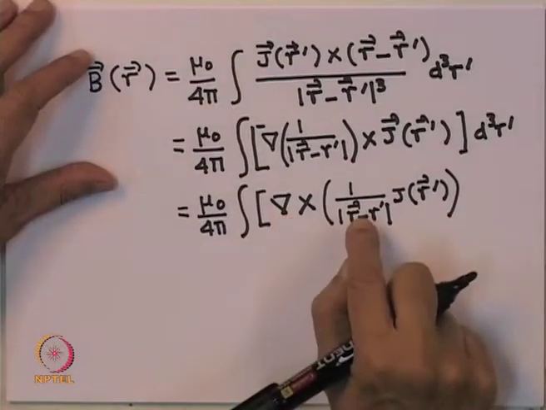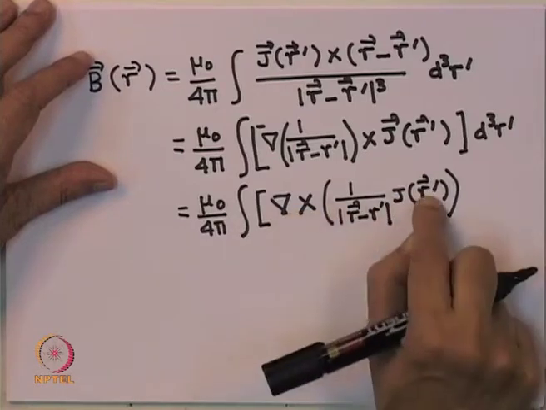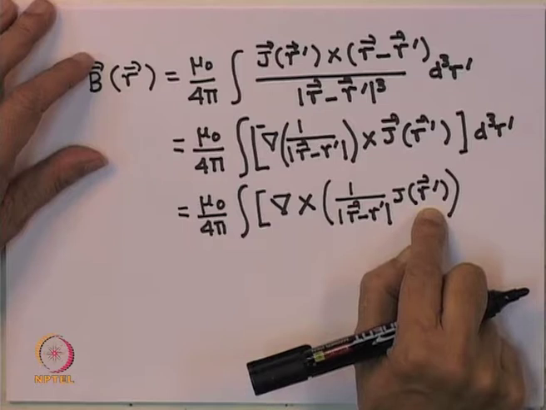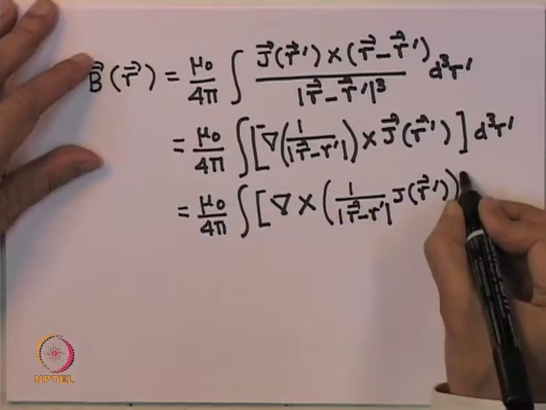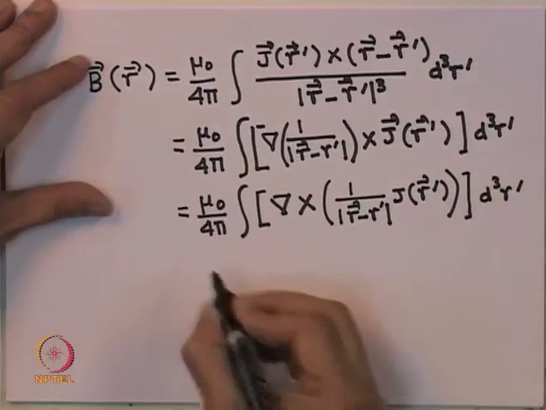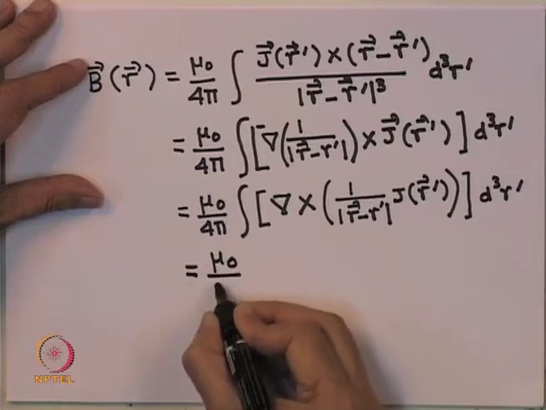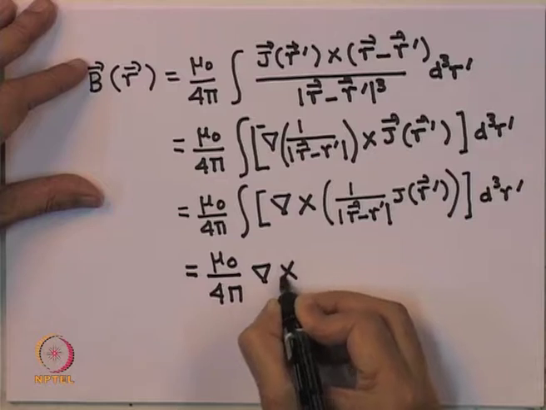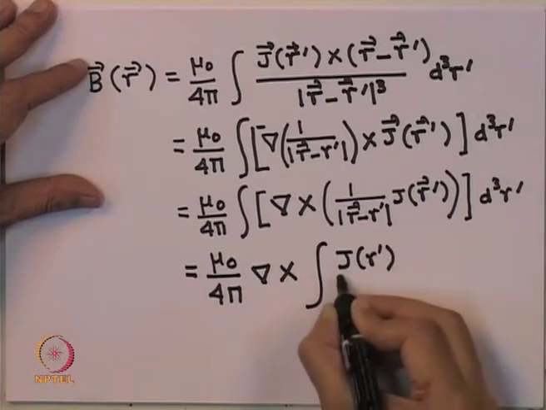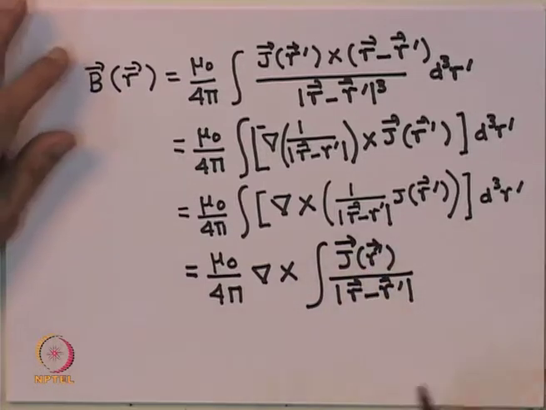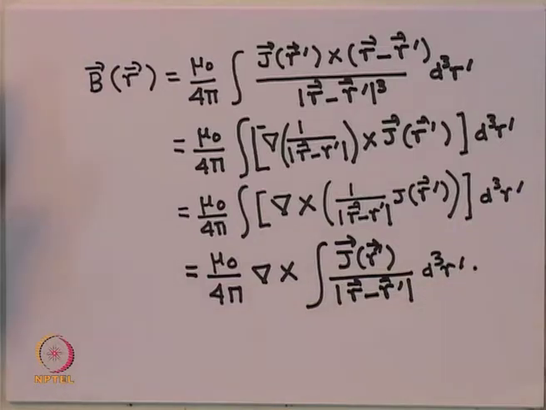So, del cross of a scalar times a vector is the scalar times del cross of the vector, which is 0, plus the gradient of the scalar cross product with the vector. So, this is the result that I have got, integrated with d cube R prime. Now, of course, this del cross can be taken out, because it has nothing to do with the integration variable. So, I will write this as mu 0 by 4 pi del cross of the integral of j R prime divided by R minus R prime, d cube R prime. Now, this is a rather important form in which the Biot-Savart law is expressed.